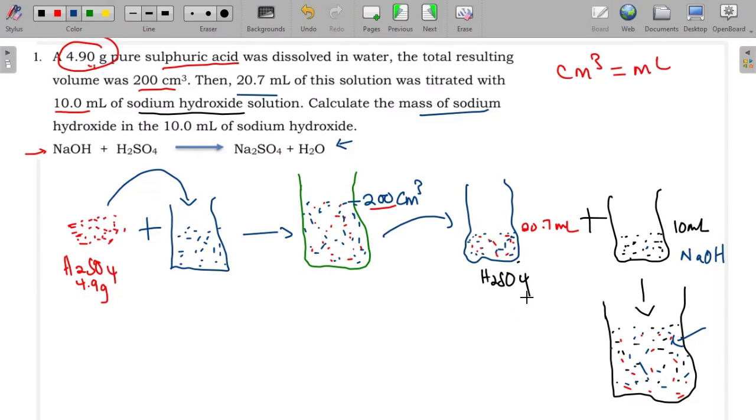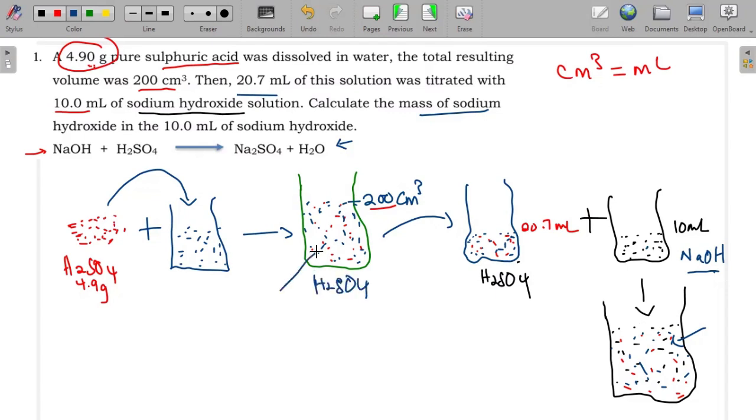And then once we have the moles, we can get the mole ratio with the sodium hydroxide. From the mole ratio, we can come up with the moles of this, and then just combine that with the molar mass to get the mass of this sodium hydroxide. So first of all, we're going to find the moles of sulfuric acid that are in here.